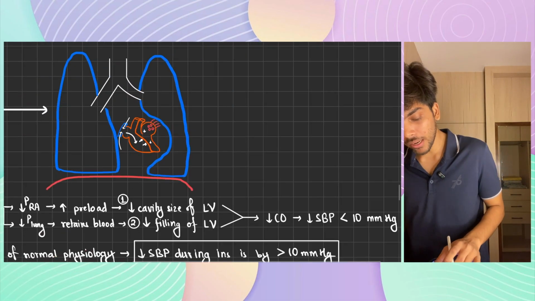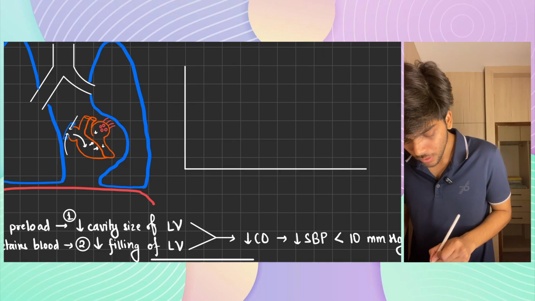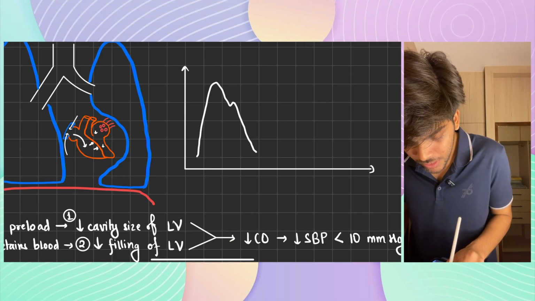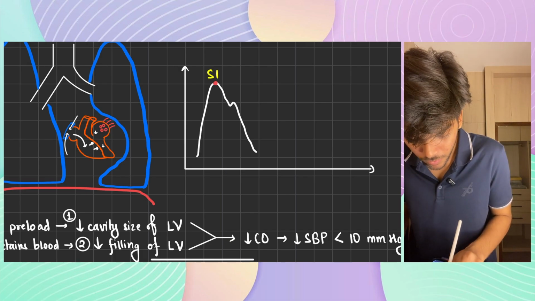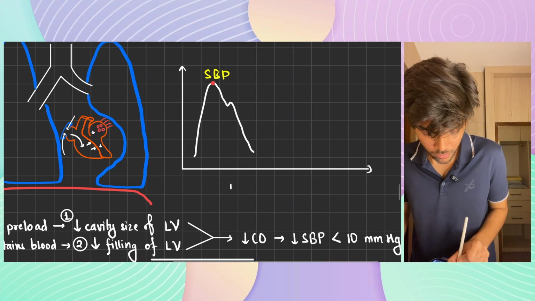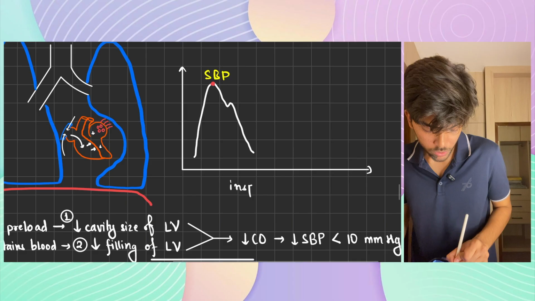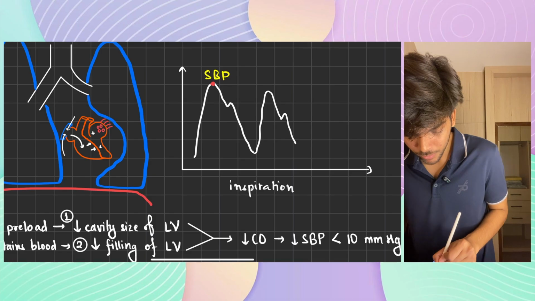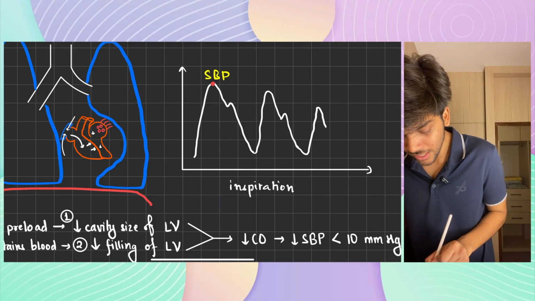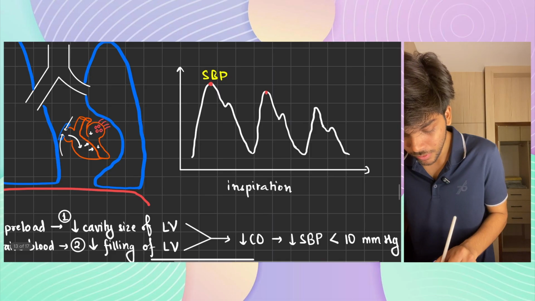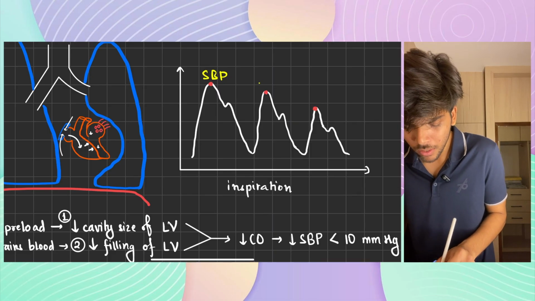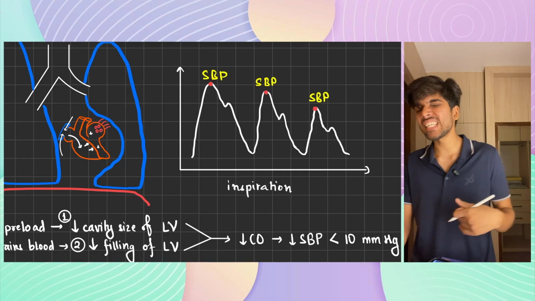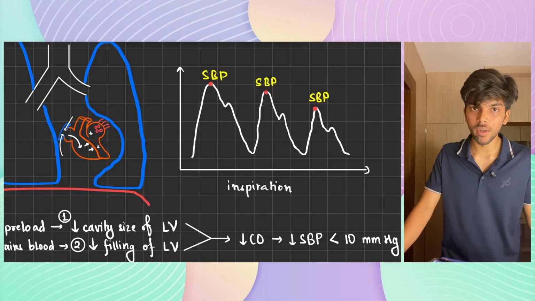The graph would look something like this. So this is your normal pulse waveform, right? The peak represents the systolic blood pressure. As inspiration goes on, the systolic blood pressure falls. And I have just mentioned two reasons why there is decrement in cardiac output and a fall in systolic blood pressure. This takes place normally as well, physiologically. It is only when the drop in systolic blood pressure is more exaggerated, by more than 10 mm of Hg, that we call it pulsus paradoxus.